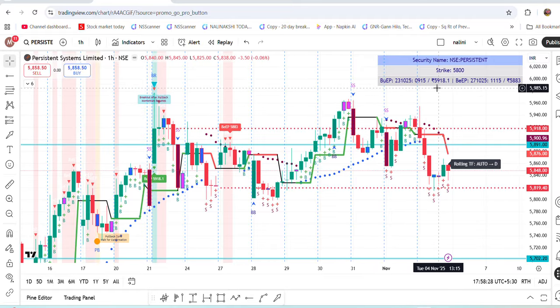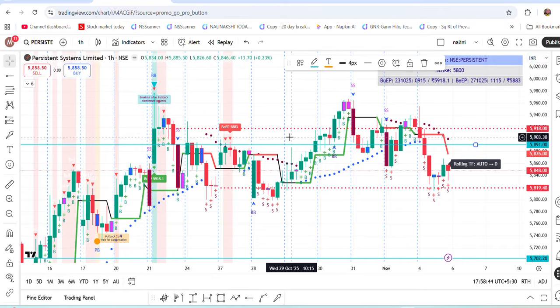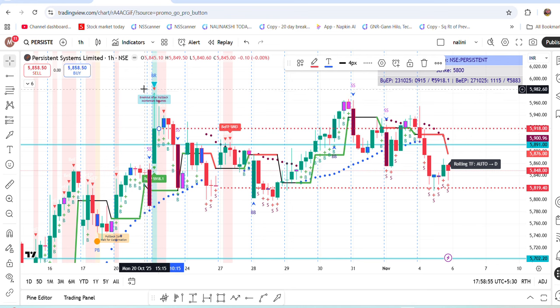You might be wondering, around 9:15, 5,918 is the level at which the EP was generated. So I have marked it here, 5,980. The buy EP was generated and you can see the big bar closing.